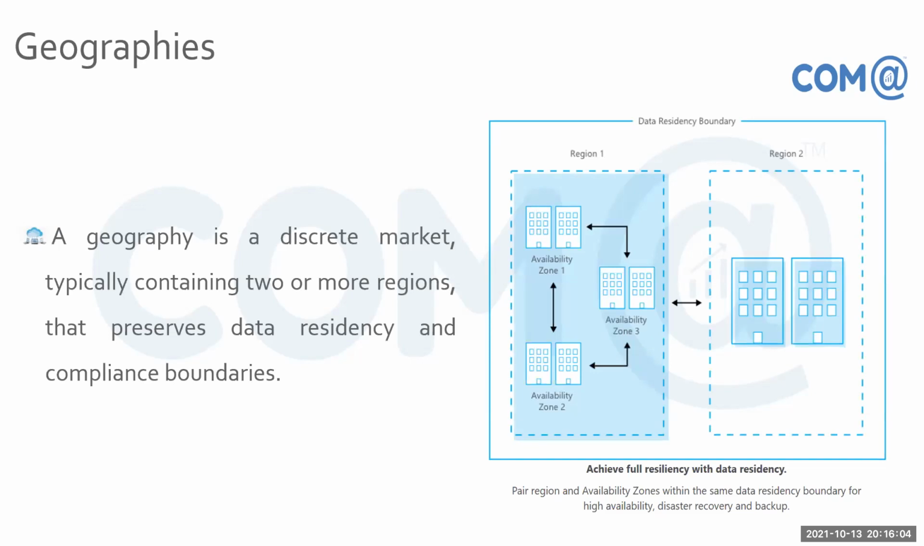So that is basically what I'm explaining here on geographies. Geography is nothing but a region or a set of regions which comes under the same data privacy policy. That is basically what we call the compliance boundaries. When you speak of India, in India we have three regions. These three regions put together, we call it a geography.